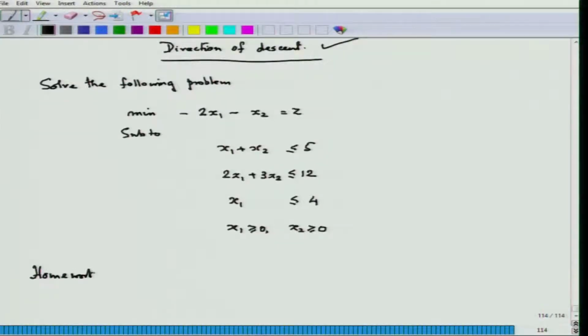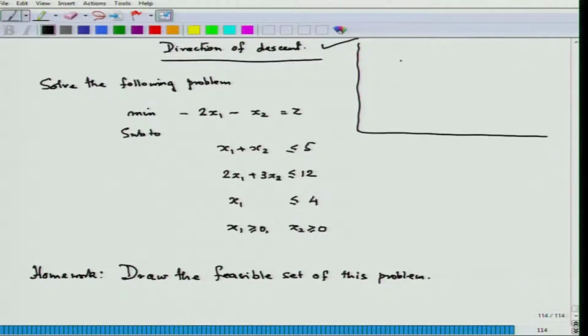So, I will end here with giving you a homework. Draw the feasible set of this problem. We will come back and start tomorrow considering a problem of this form: minimize f(x) over the whole Rn, and f is a differentiable function. You know by this time what is the meaning of a differentiable function, we have already discussed it.